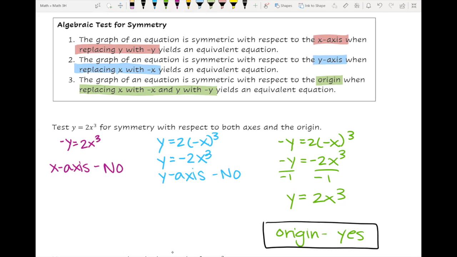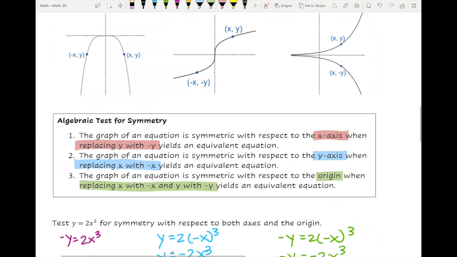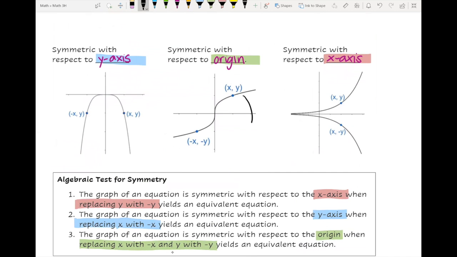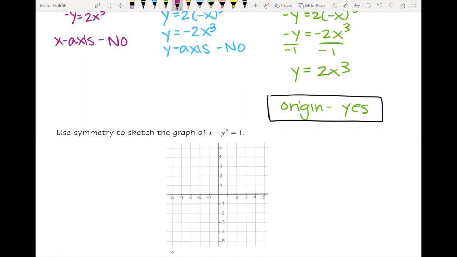You're also welcome to put this in your graphing calculator and see if it looks like, as far as the origin goes, it was rotated 180 degrees around the origin. Okay, so next up, we're looking at graphing this x minus y squared equals 1. So if I'm thinking about symmetry, I think we're most used to graphing something that says y equals, so I'm going to do a little algebra here first.